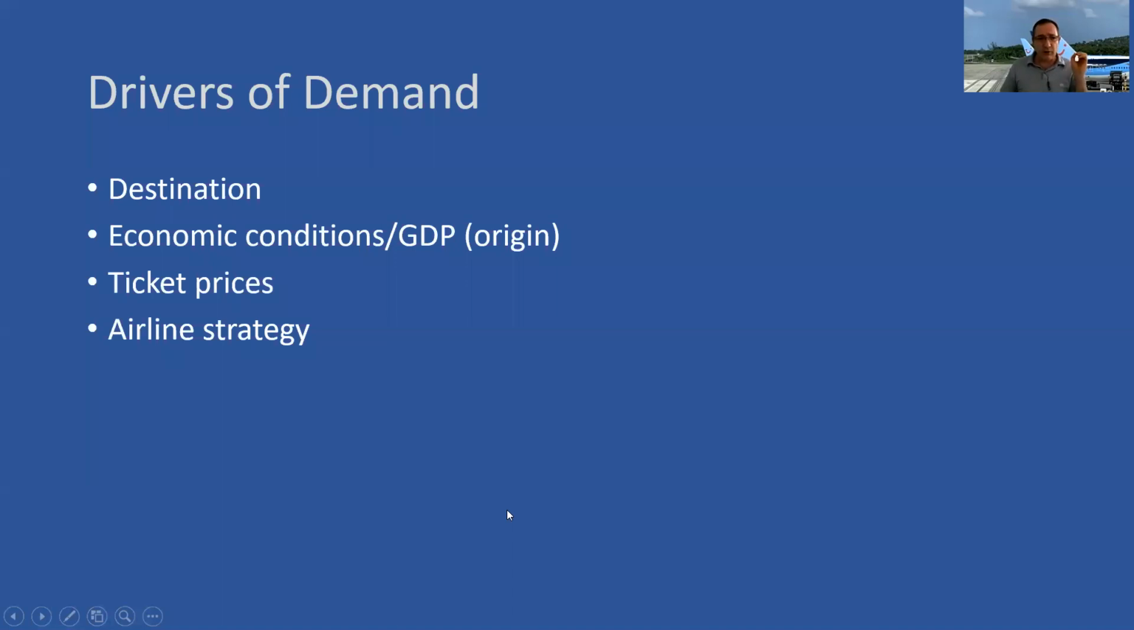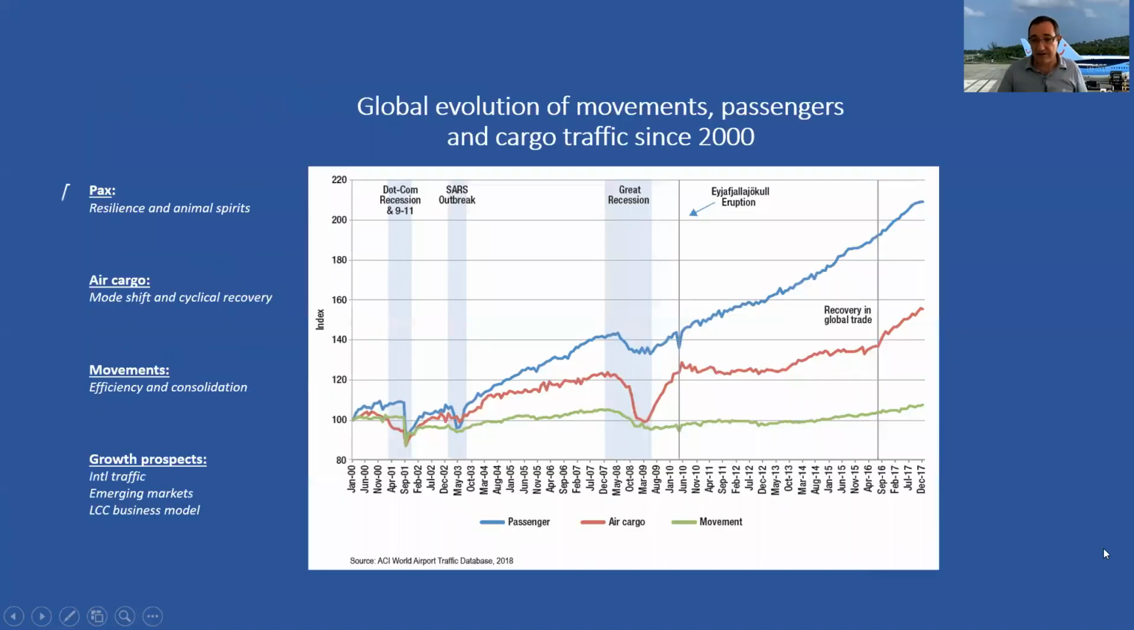Of course, as I was saying before, the economic conditions, the GDP growth, the disposable income, the ticket prices, and the airline strategy drive demand. Okay, let's go on. As you can see, this is the evolution of passenger traffic over the last 20 years. There have been ups and downs as a result of mainly recessions, the dot-com recession, the Great Recession, and some impacts with the SARS outbreak.